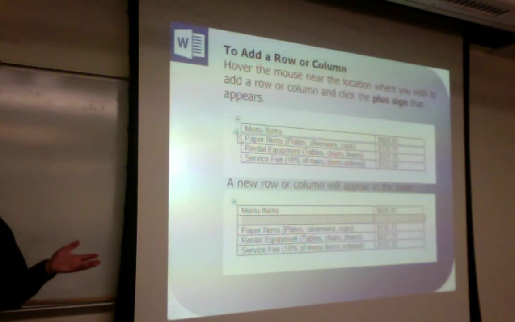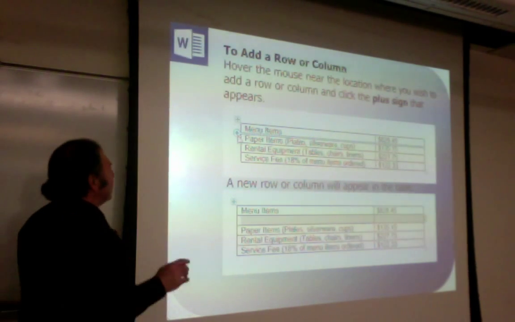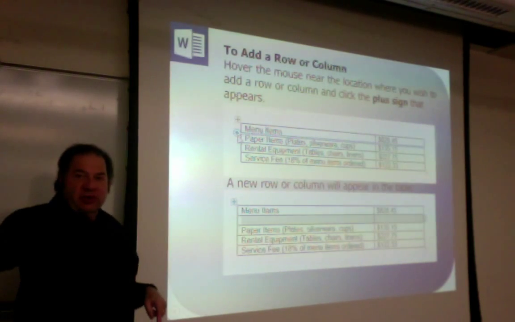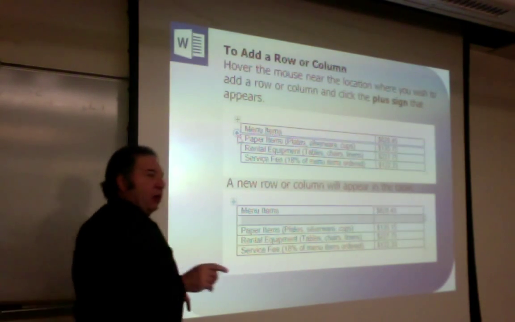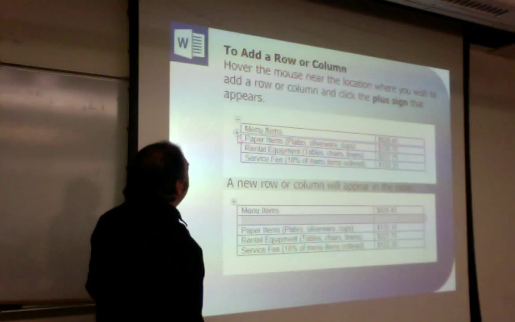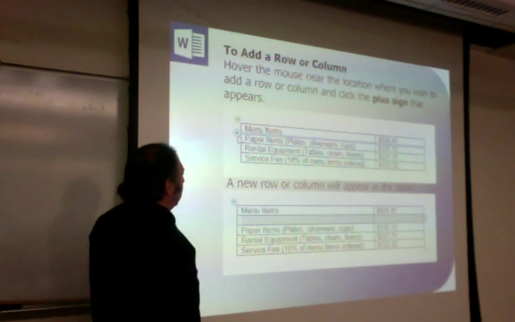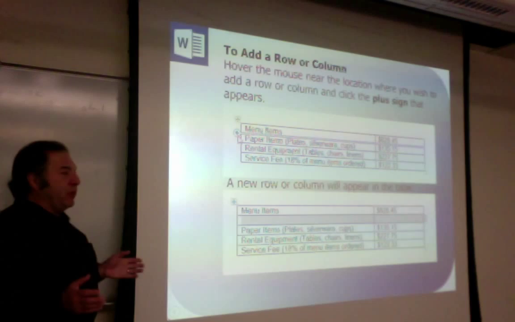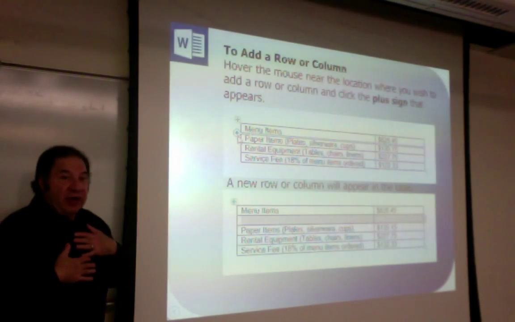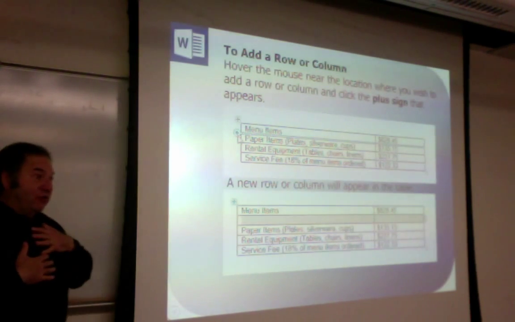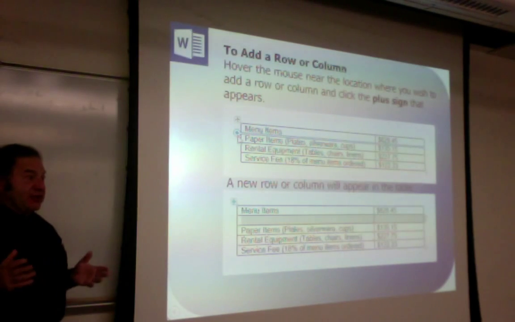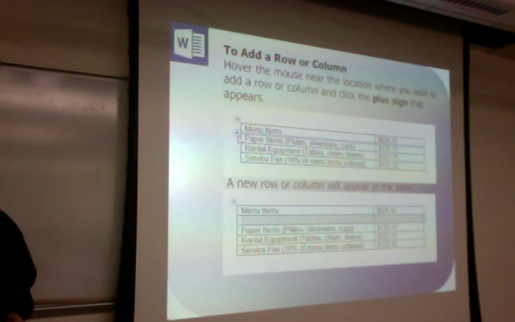And then adding a row, it says in this version, in your CAE version of Word, that if you hover the mouse near the location where you wish to add a row or column and click the plus sign that appears, a new row or column will appear in the table. You're welcome to try it. I'm not that courageous. Okay? Hovering is not my thing. I'm not big on hovering.